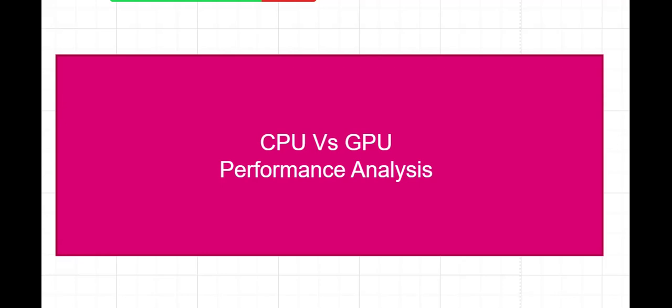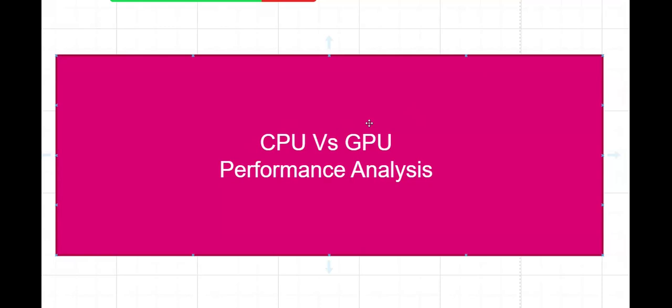So during that time, what is the best fit for our requirement? Which works fast? Which processing unit's performance is good? That is what we will understand in this video. To understand which processing unit is working faster, we are calculating the time taken by the process.